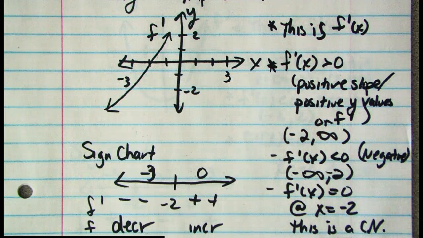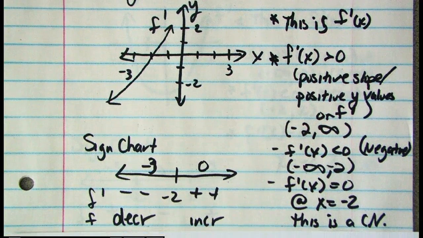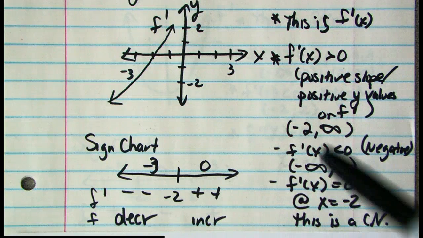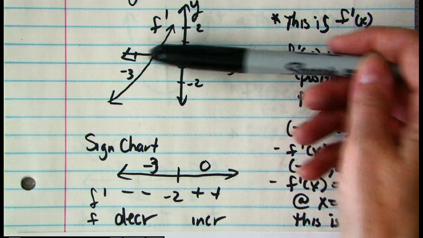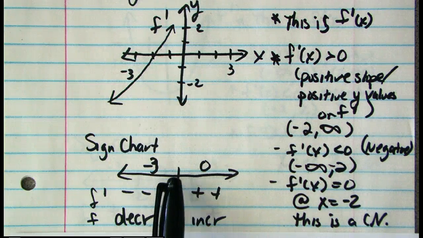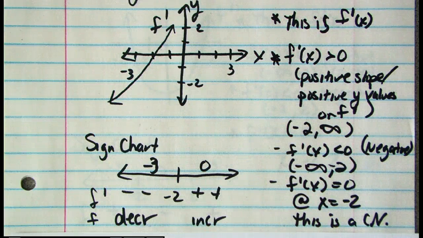I'm going to go ahead and make a sign chart. I'm still using the idea of the first derivative. So I have myself a critical number. Again, where is f prime of x equal to 0? At the x value, negative 2. So that is my critical number.